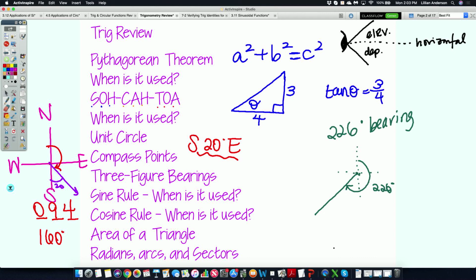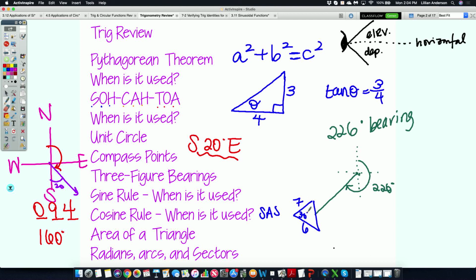What about sine rule? When do you use sine rule? It's a over sine A equals b over sine B. When you know two sides and an angle between the two of them, that's actually going to be cosine rule. Like if this is 7, this is 6, and you know this is 30 degrees, you use cosine rule for that.